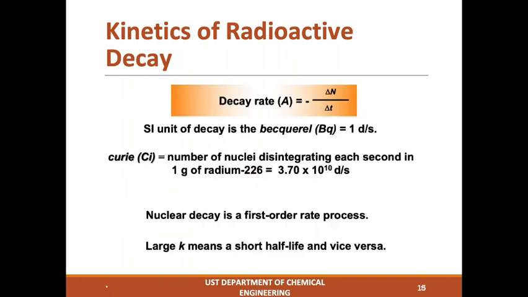Radioactive decay can be quantified by the decay rate, which is defined as the number of disintegrations per unit time. The SI unit of decay is the becquerel, or Bq, defined as the disintegrations per second. It can also be measured in terms of curie, or Ci, defined as the number of nuclei disintegrating each second in 1 gram of radium-226, equivalent to 3.70 times 10 raised to 10 disintegrations per second.